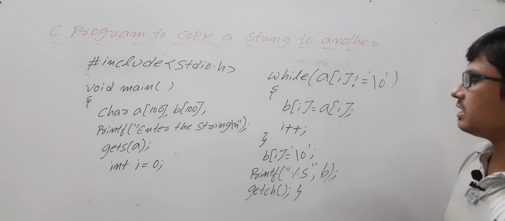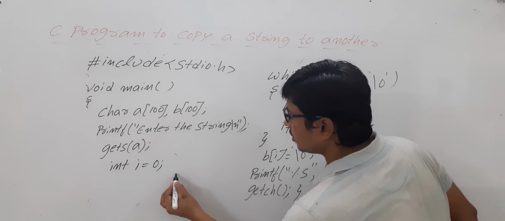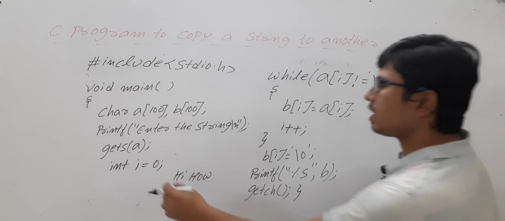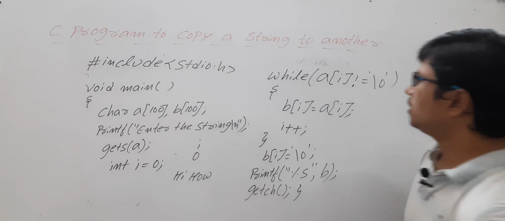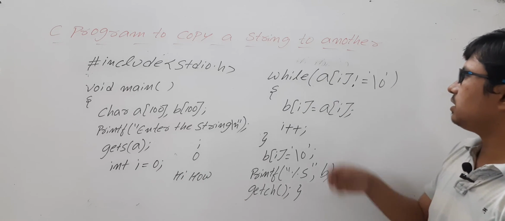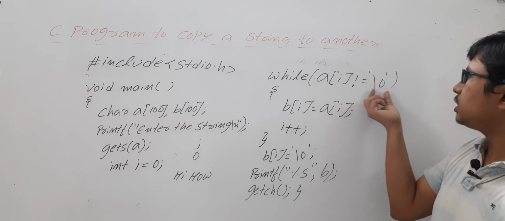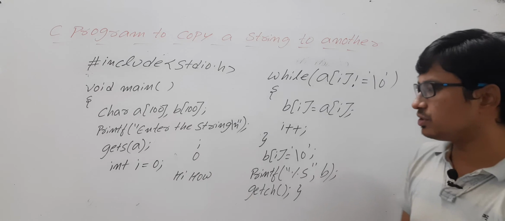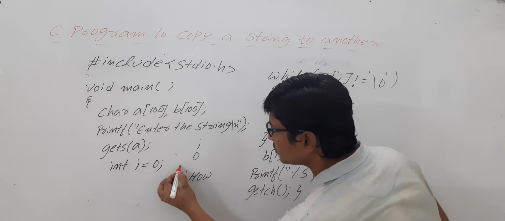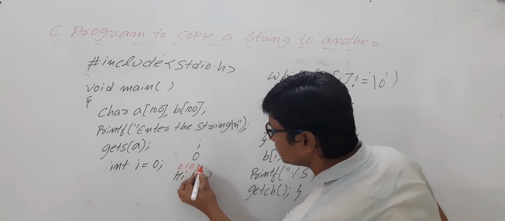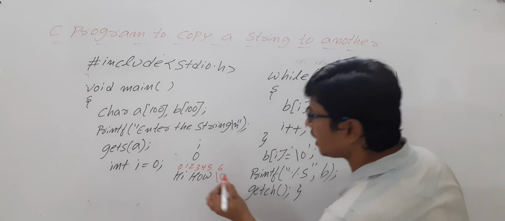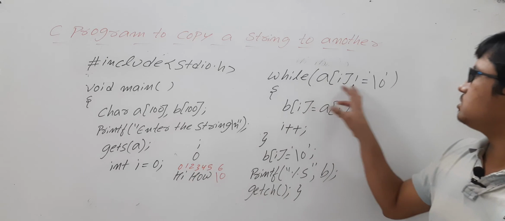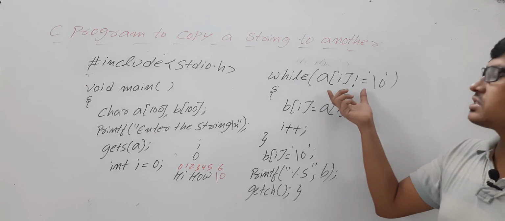Let's take that in the array A, you have the string called "hi how". Initially, what is the I value? I value is 0. Now what is the condition they have written? A of I not equal to backslash 0. A of I value is 0. So A of 0 is having the character which is h. Here you will have the backslash 0. So you have the character h. H is not equal to backslash 0.